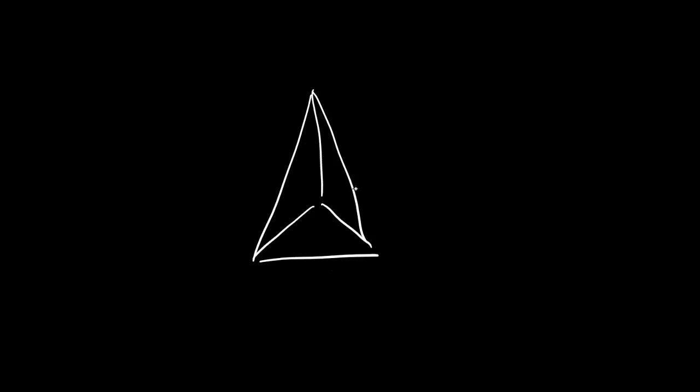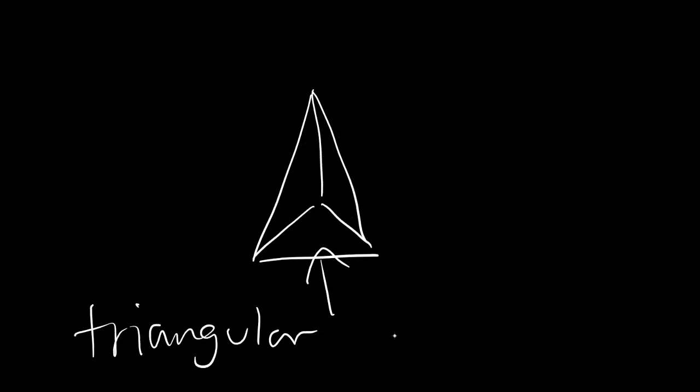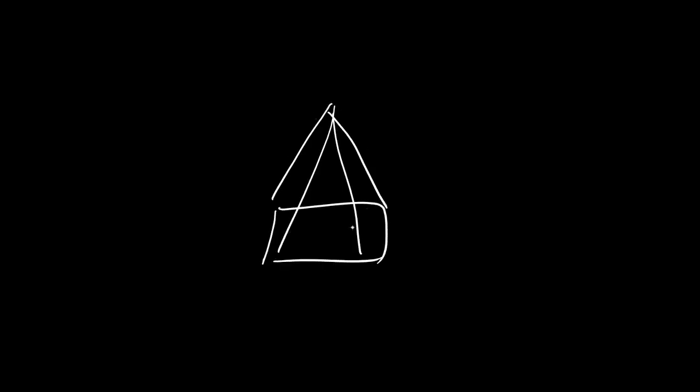Now we're going to move on to pyramids. If you see a pyramid with three faces and a triangle base, that is a triangular pyramid. However, if you see it with a square base, that is a square pyramid.